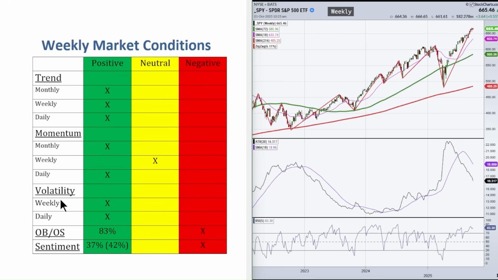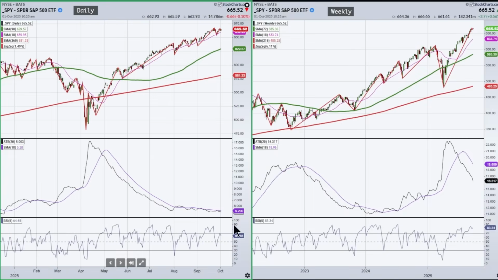All right. Let's go ahead and, well, actually, we should go through these. The trend on the monthly, weekly, and daily is still all positive. Momentum is positive for the monthly and the daily, and the weekly is neutral. And then the volatility is still positive for both the weekly and the daily. Let's go ahead and run through these quickly.